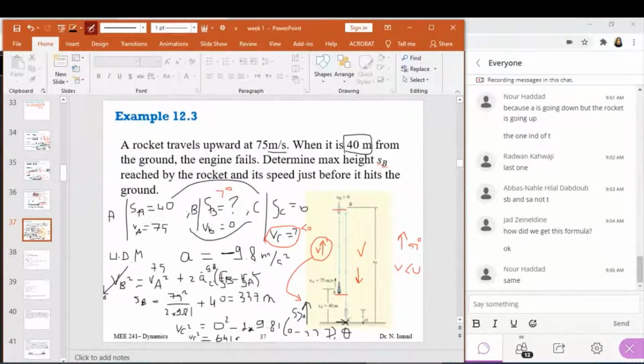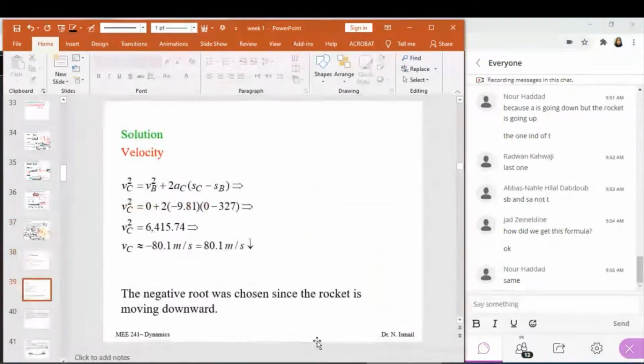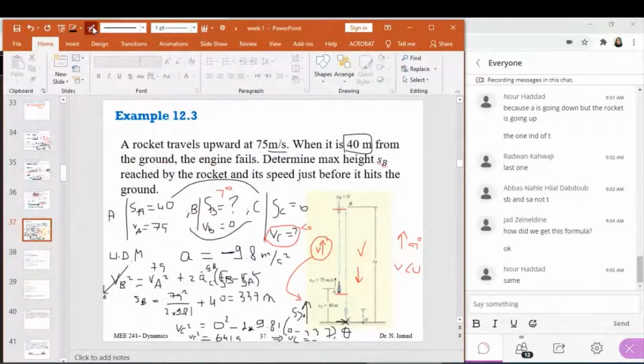So this V squared will be around 6,415. If I need to find VC, I should take the negative root because it is the opposite direction of the positive S. So VC will be equal to minus 80.1 meters per second. All right, guys, do you have any question on this problem?